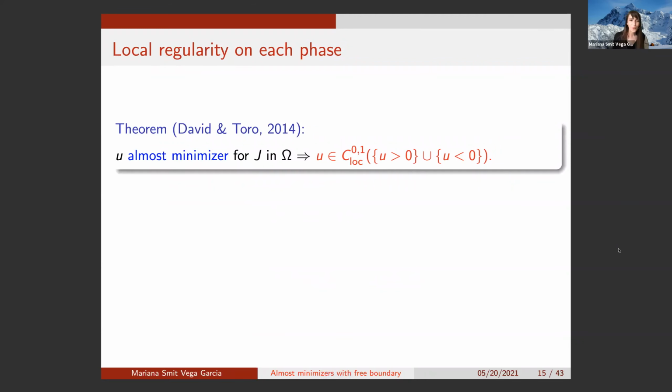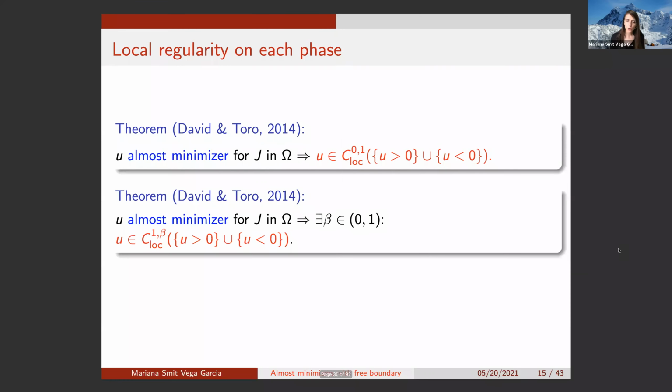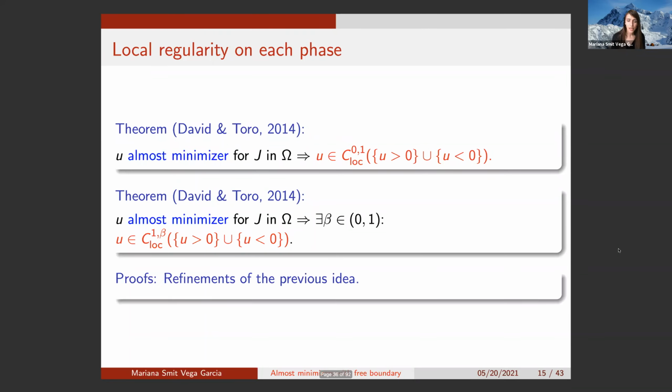However, we wanted to show more. In the case of almost minimizers, again in that starting context, Guy and Tatiana were able to work a little harder and show that the almost minimizers are actually locally Lipschitz, but initially you can only show that away from the free boundary. Then you can show that away from the free boundary once more, you are actually C^{1,β}. The proofs of these results follow the same ideas that I showed you before, but you have to be a little bit more careful because you are trying to get more information, of course, but the idea is the same.